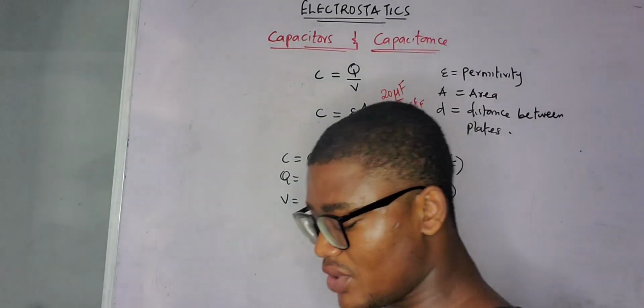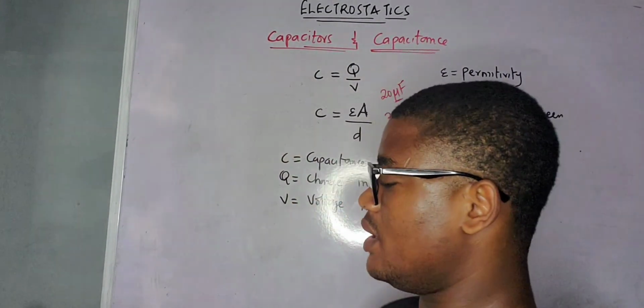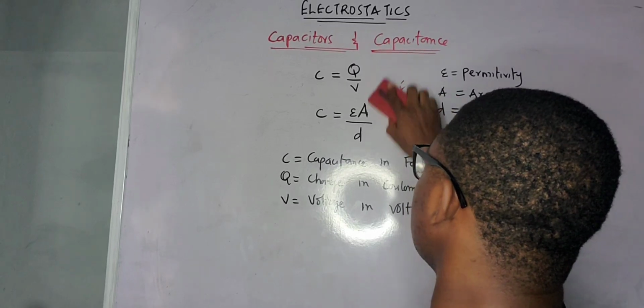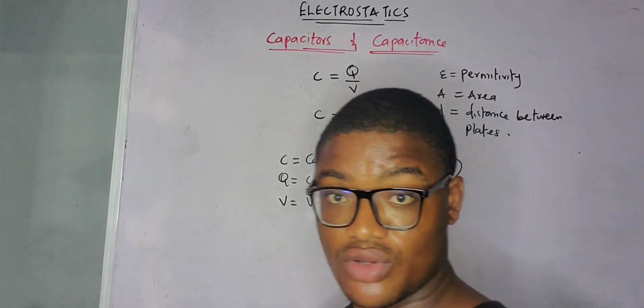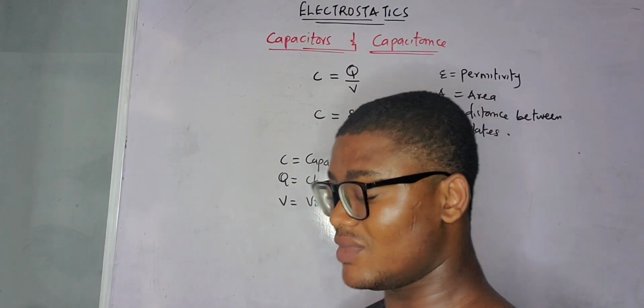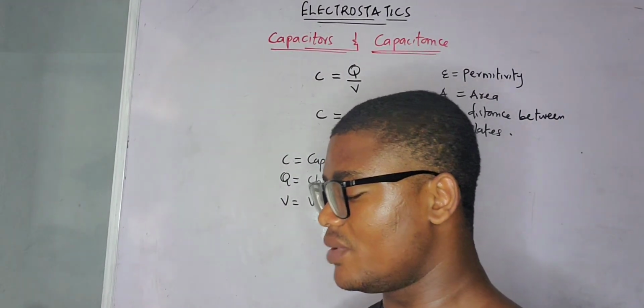I'm just giving you an example because it is very common when you are solving capacitance problems. Millifarad is 10 to the power minus 3. When you have another one like femto, it is 10 to the power minus 15. Now let us move on from there.